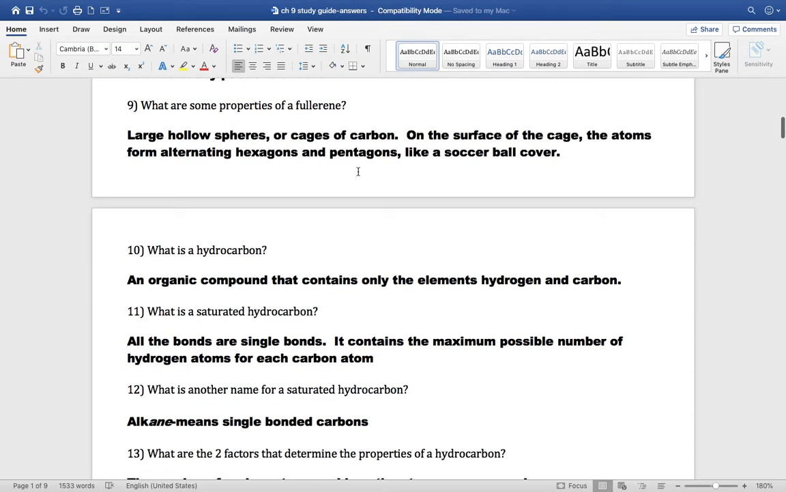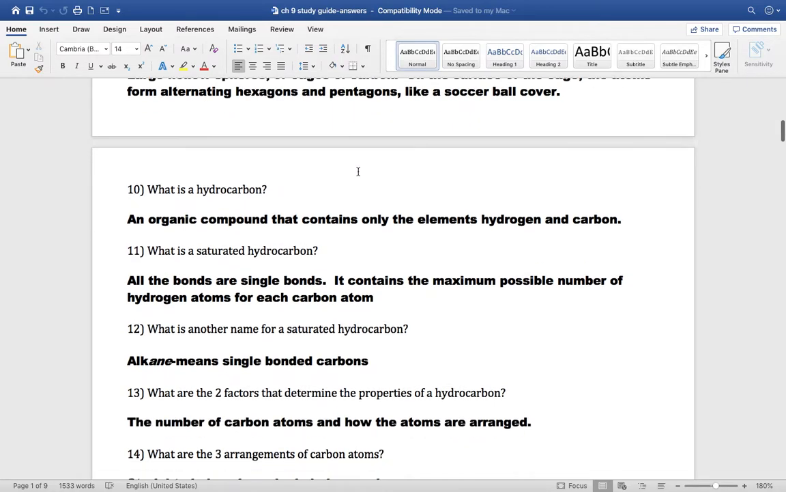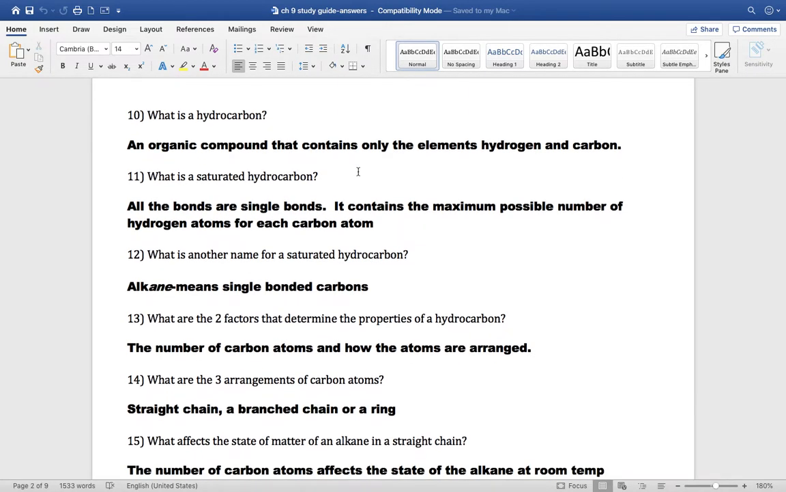What are the properties of fullerenes? They are large, hollow spheres or cages of carbon. On the surface of the cage, the atoms form alternating hexagons and pentagons like a soccer ball cover. And what is a hydrocarbon? A hydrocarbon is an organic compound that contains only the elements hydrogen and carbon.